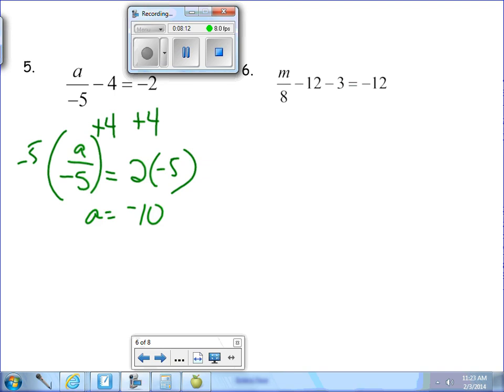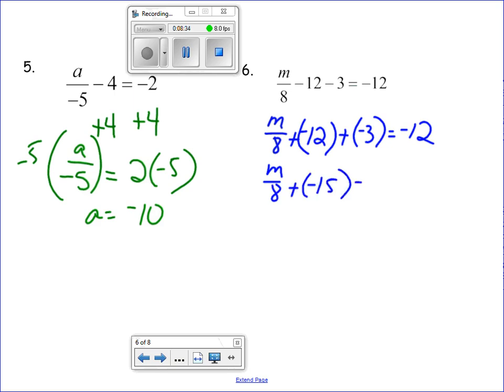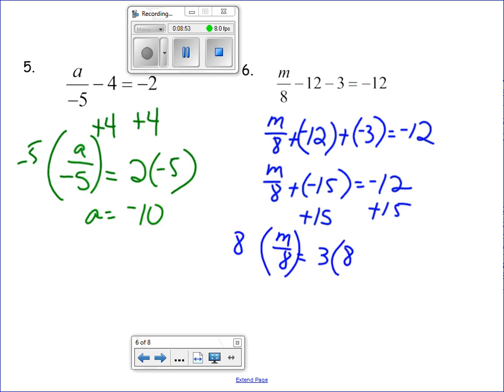In 6, I'm going to have to simplify. I'm going to have to add the opposite. So now I have m over 8 plus negative 15 is equal to negative 12. I'm now going to add 15 to each side to isolate the variable. So now what I have left is m over 8 is equal to 3. Multiply each side by 8. M is equal to 24.